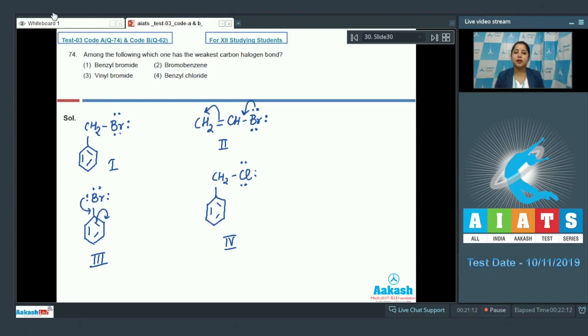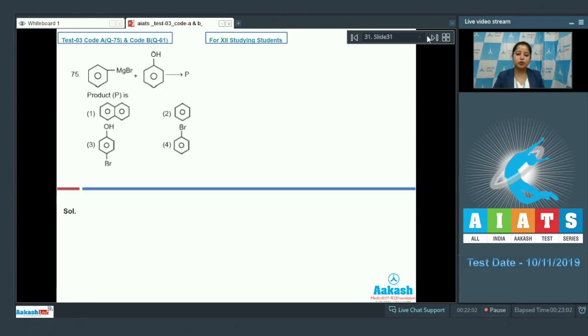So class, now let us compare between option number 1 and option number 4. In the very first option, the C-Br bond length is longer than the C-Cl bond length of option number 4, because the size of bromine atom is larger than the size of chlorine atom. As a result, the C-Br bond in benzyl bromide is weaker than the C-Cl bond in benzyl chloride. We can conclude that the weakest carbon halogen bond is present in benzyl bromide among the given options. So the correct answer for this question is option number 1.